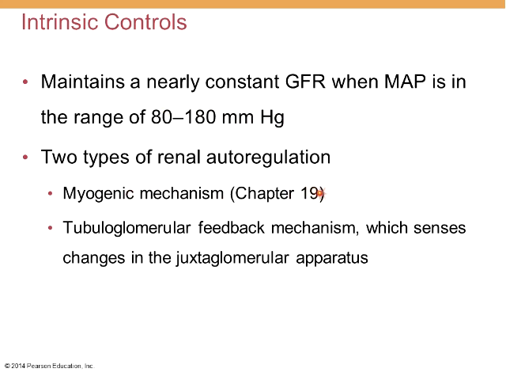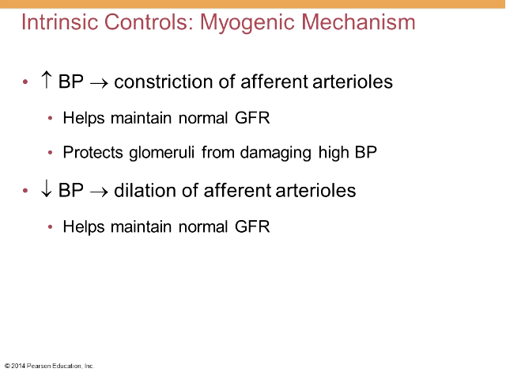There's the myogenic mechanism, if you will, and then there's the tubular glomerular feedback mechanism, which senses the changes in the juxtaglomerular apparatus we talked about and those mesangial cells. So we've already kind of referred to this before. Now, the myogenic mechanism is, as the blood pressure increases, they will perpetuate a constriction of those afferent arterioles, and that lowers the pressure in the glomerulus because it restricts the blood flow. It helps maintain a normal glomerular filtration rate, and it protects the glomeruli from damage from the high blood pressure. Now, this is not a perfect system. It can be overcome, and it happens in people who have malignant hypertension.